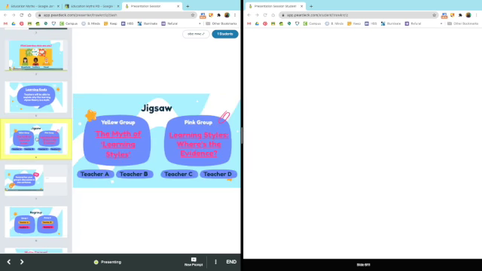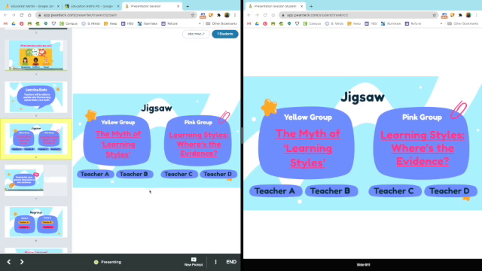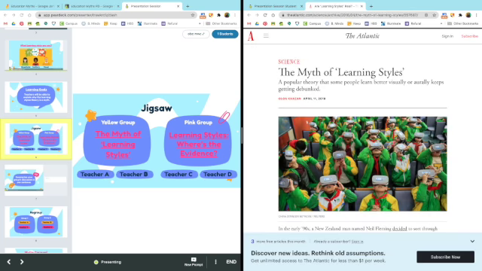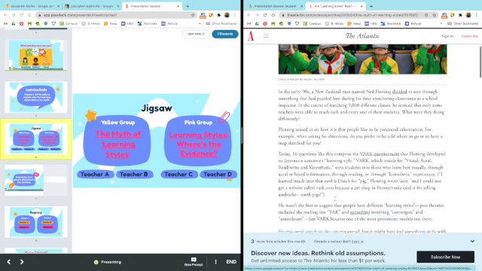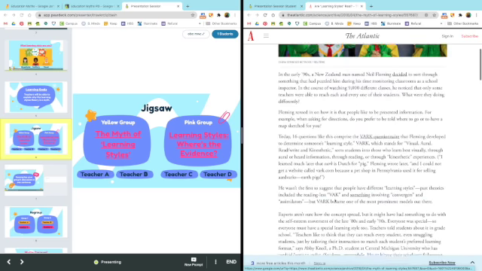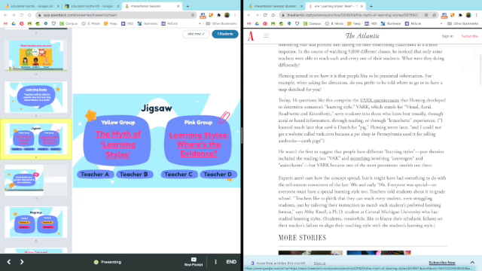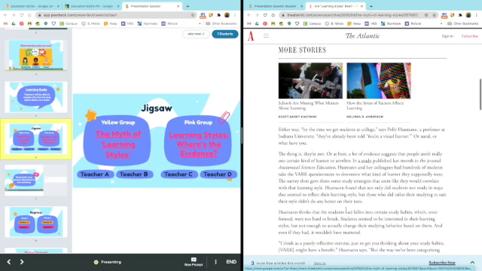And I have a jigsaw here set up only for 4 teachers, but it can absolutely be set up for more. So in our jigsaw here, I have teacher A and teacher B in the yellow group, and they are going to be reading the Myth of Learning Styles article from The Atlantic. And so I would give them time to read this article, not very long, but it goes into the background of the VARC questionnaire that they just took.